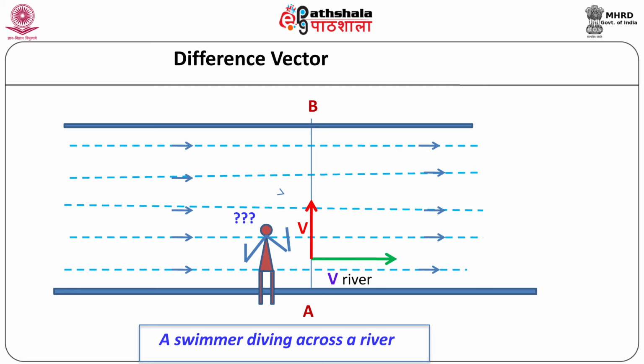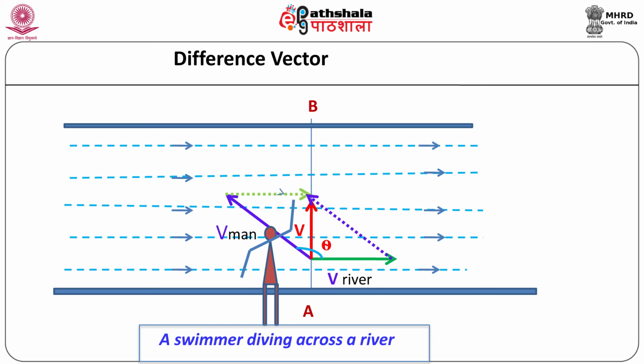What should be done by the swimmer to reach point B? The solution is to dive in a direction inclined at an angle theta with the direction of flow of water. The manipulations involved can be done using trigonometrical results. Note that here velocity of man is the difference between velocity of river and the resultant velocity v of the swimmer along the straight path AB. For a given value of velocity of swimmer, manipulation of angle theta becomes significant. With this choice of the direction, the swimmer will finally reach to the point B as desired.